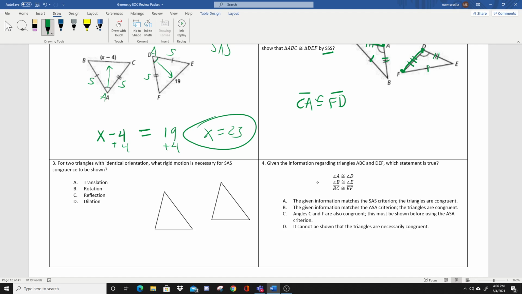Okay, so for two triangles with identical orientation, what this means is that they are upright in the same way. So like if I have a person here and I draw them right here, they have the same orientation. They're both upright. But then if I draw the person like this, it's the same person, but the orientation is not the same. Like they're laying down. They're not pointed up the same way. So these triangles are perfectly the way that they are. So what rigid motion is necessary for SAS to prove side, angle, side?